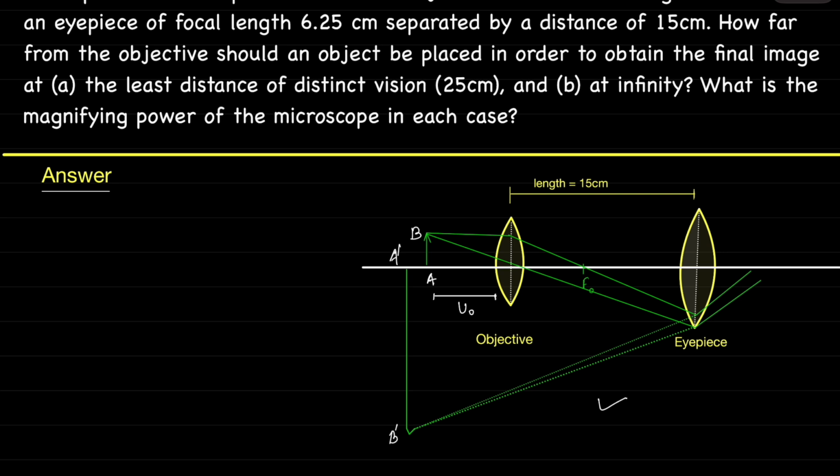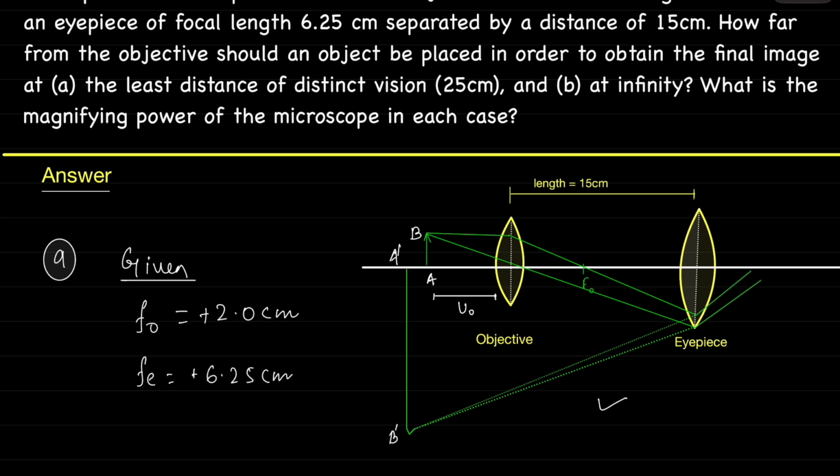So let's note down the values. In the first part, it is given that focal length of the objective is 2 centimeter. It's positive. Focal length of eyepiece is 6.25 centimeter. It's also positive. Objective and eyepiece, both focal lengths are positive. The reason is this is a convex lens, and convex lenses are always converging in nature.